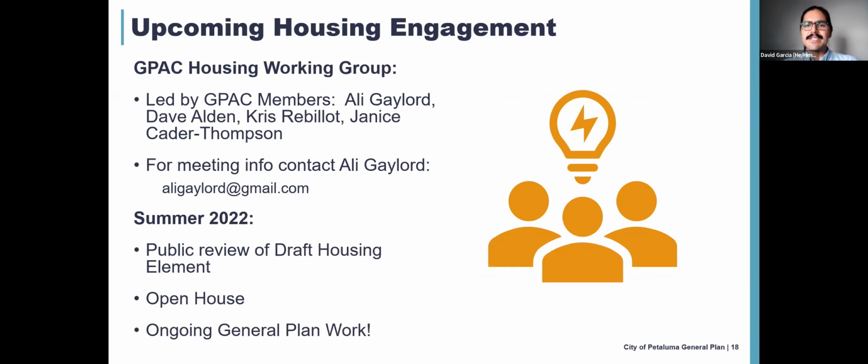And just in case you were wondering, the best timing for sharing your perspective on the housing element and on housing in general is now. So we're here tonight and we're going to continue to have other opportunities to do this.